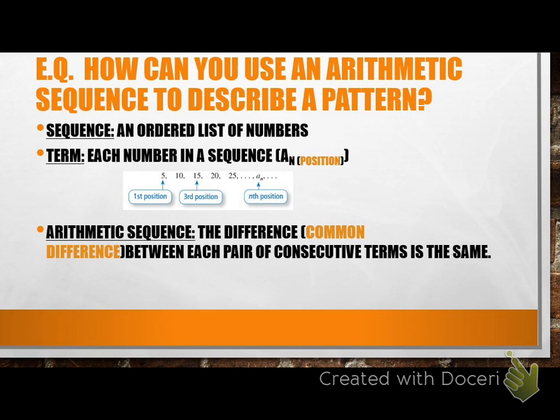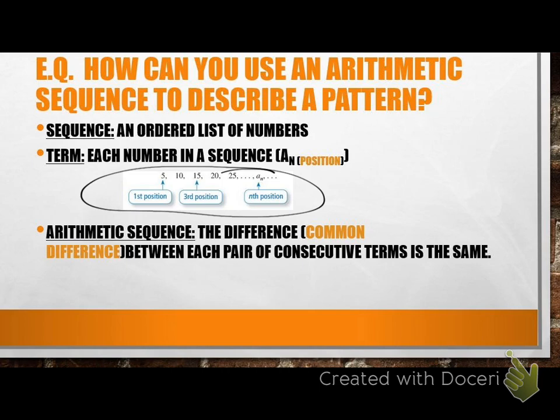All right, well, you got to know what a sequence is. And a sequence, very simply put, is an ordered list of numbers. Okay, so I give you a list of numbers. It's called a sequence. The term is each number in the sequence. Okay, each number in the sequence. And you can see that we wrote down right here in this little chart, we have the list 5, 10, 15, 20, 25. And then way down the list, we have A sub n.